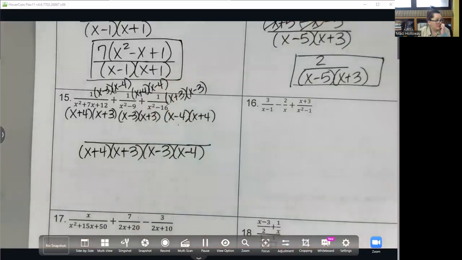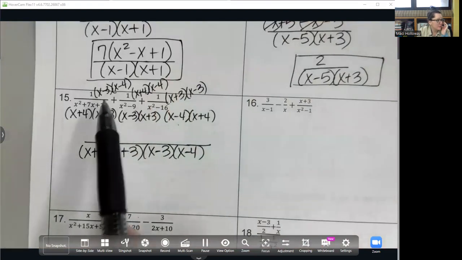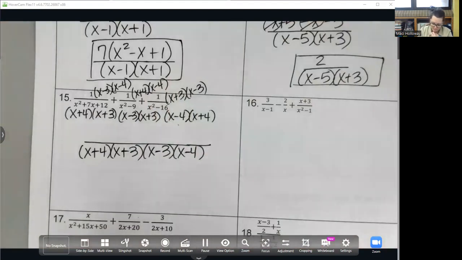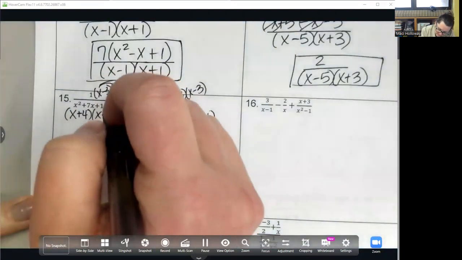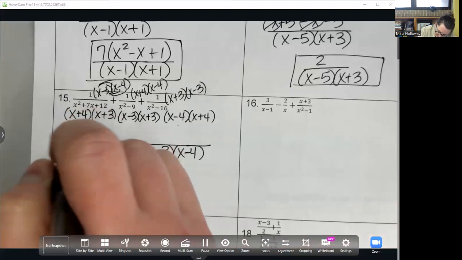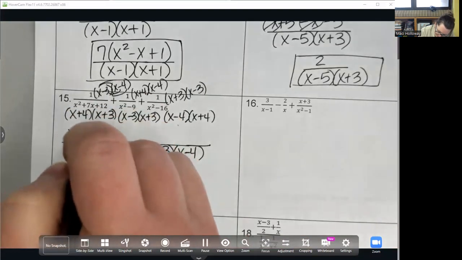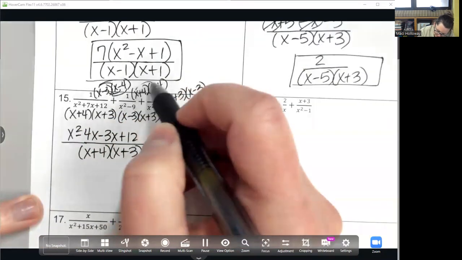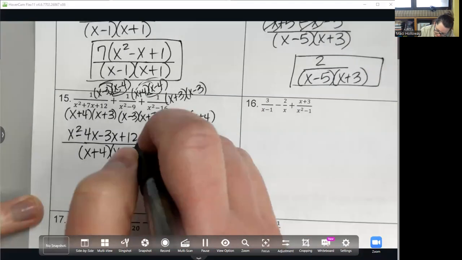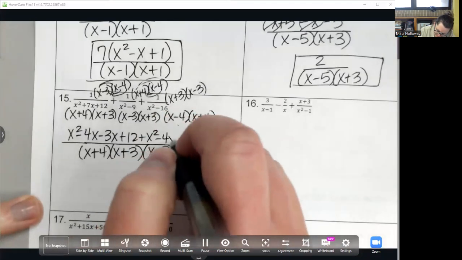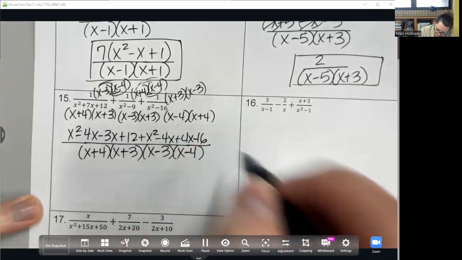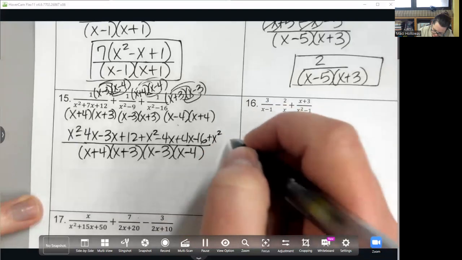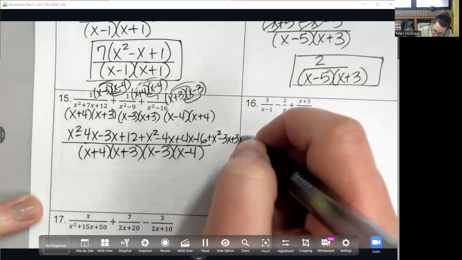All right, so in order to get these, it's all multiplied by 1. So FOIL first, and then distribute the 1, even though that doesn't really change anything. So we're going to FOIL, first, outside, inside, last, first, outside, inside, last. So we have x squared, give myself some room, minus 4x minus 3x plus 12. Now we're going to do this one. First, outside, inside, last, plus x squared minus 4x plus 4x minus 16. Last one, first, outside, inside, last, x squared minus 3x plus 3x minus 9.